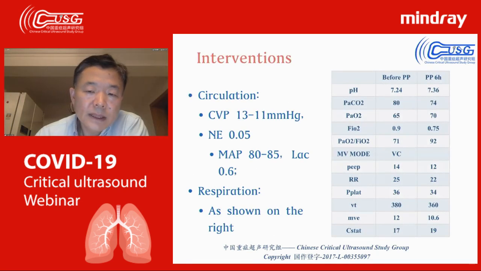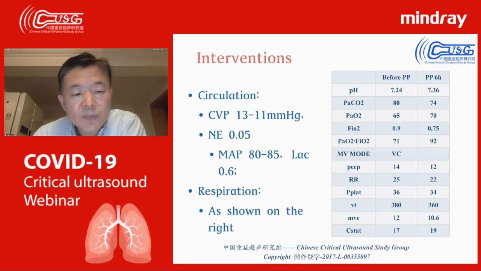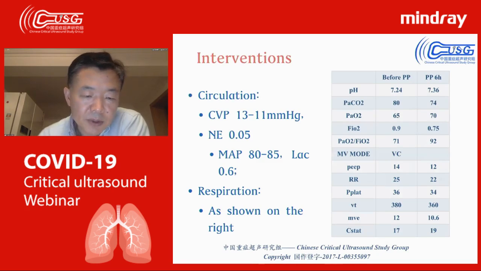And not only this, there are also other interventions from the circulation part. You see the central venous pressure, they keep it at 13 to 11, and norepinephrine at 0.5 microgram per kilogram per minute, and keep the blood pressure in normal range and the patient's lactate in normal range.